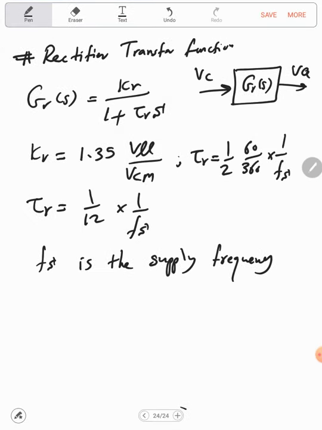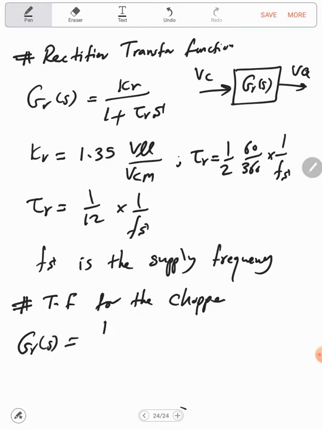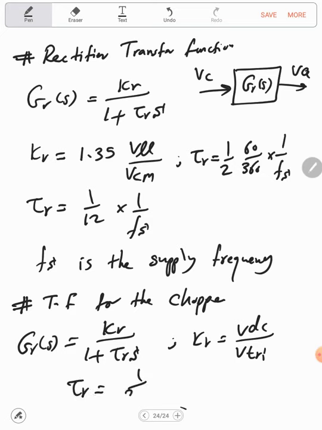Now for the chopper transfer function, the same thing: GR of S will equal KR over 1 plus tau R S, except that KR will equal VDC over V triangular, and tau R will equal 1 over 2 FC.